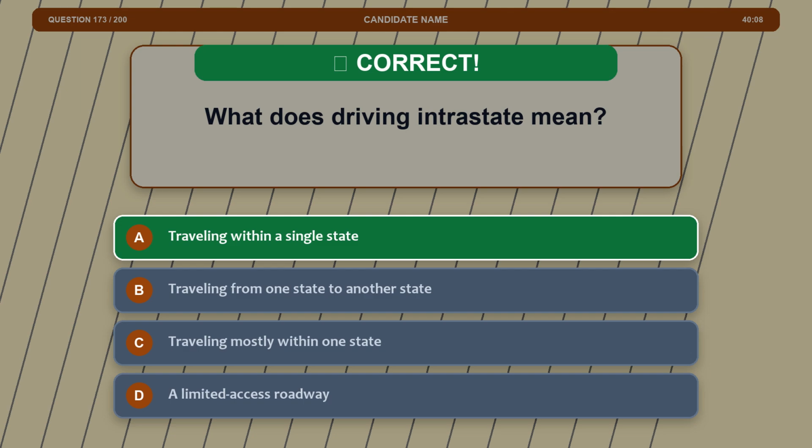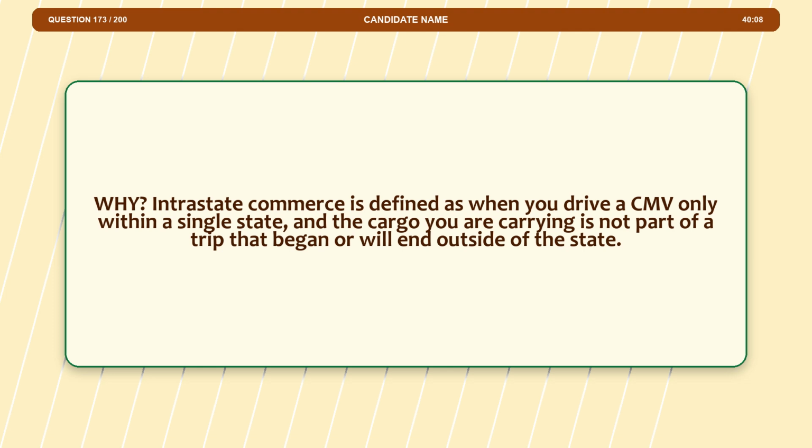The correct answer is option A, traveling within a single state. Explanation. Intrastate commerce is defined as when you drive a CMV only within a single state, and the cargo you are carrying is not part of a trip that began or will end outside of the state.